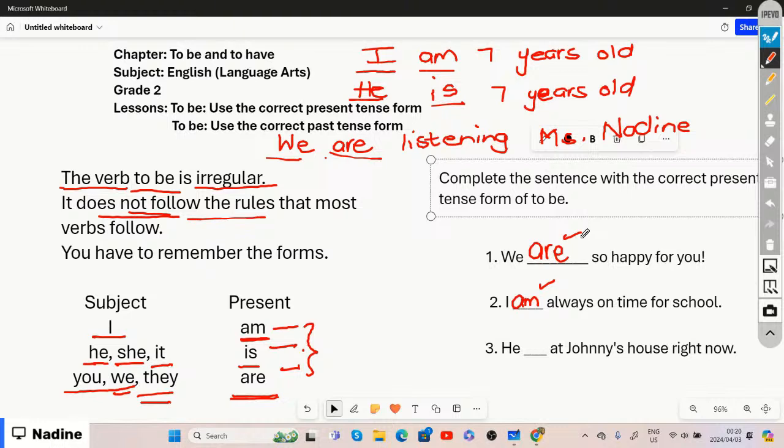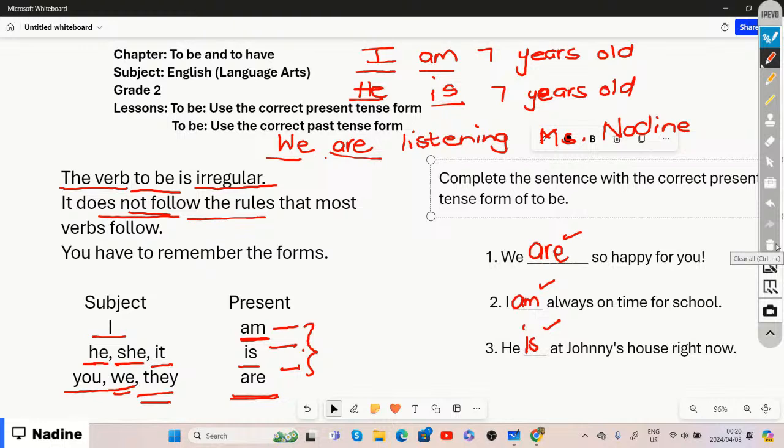All right. And if we were to choose the correct one, we would say he is. He is at Johnny's house right now. Because if we're referring to one person doing something, whether it is he or she or it, then we say is. He is. She is. It is. Right? Yes. So well done.